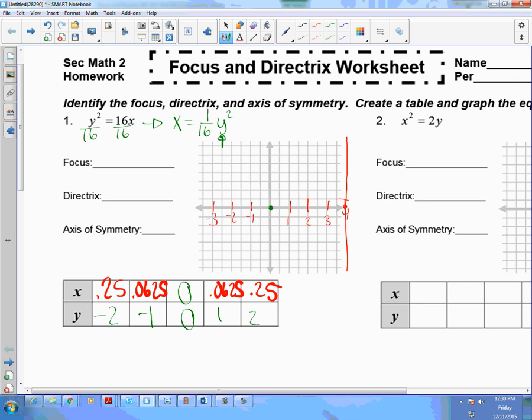So I'm skipping every 2 boxes. So each box represents a half. As long as you label it, you can really manipulate the scale to what it should be.